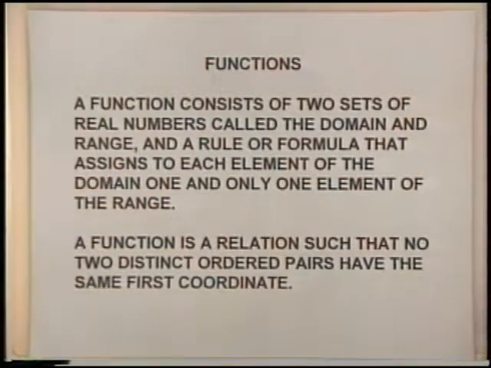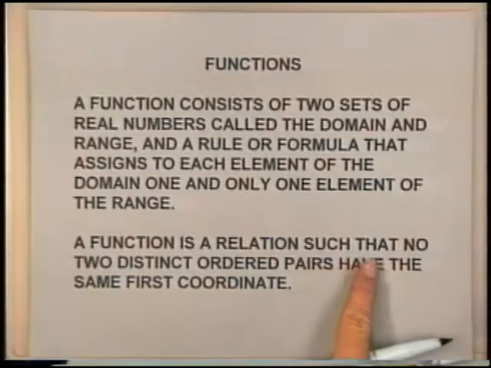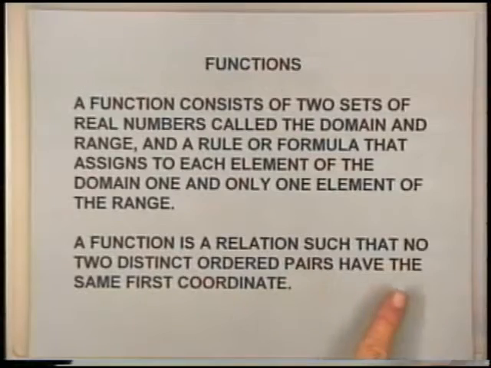Functions. A function consists of two sets of real numbers called the domain and range, and a rule or formula that assigns to each element of the domain one and only one element of the range. Now, another way of saying this same definition is to say that a function is a relation such that no two distinct ordered pairs have the same first coordinate.